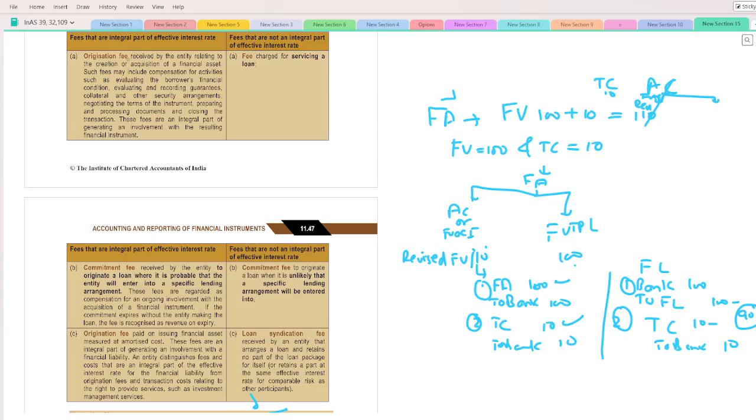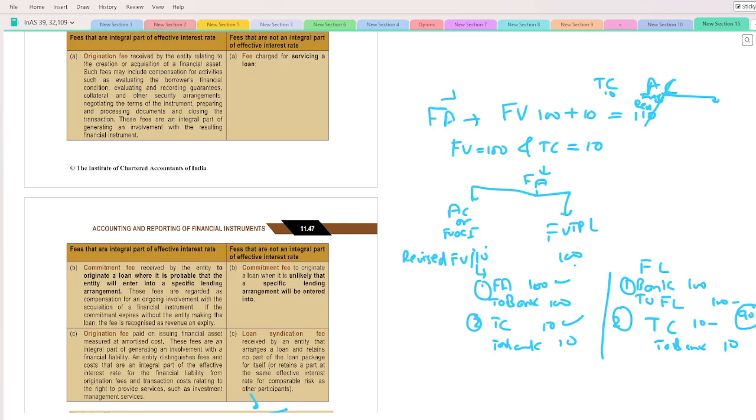The origination fee received by the entity relating to the creation or the acquisition of the financial assets. Such fees may include compensation for activities such as evaluating the borrower's financial condition, evaluating and recording the guarantees, collateral and other security arrangements, negotiating the terms of the instrument, and preparing and processing documents and closing the transaction. This is for your information purpose only.